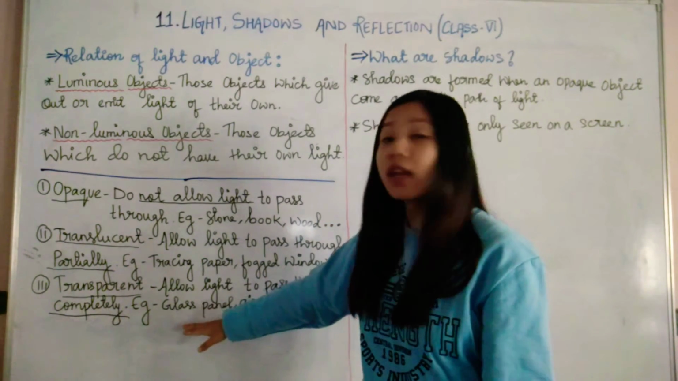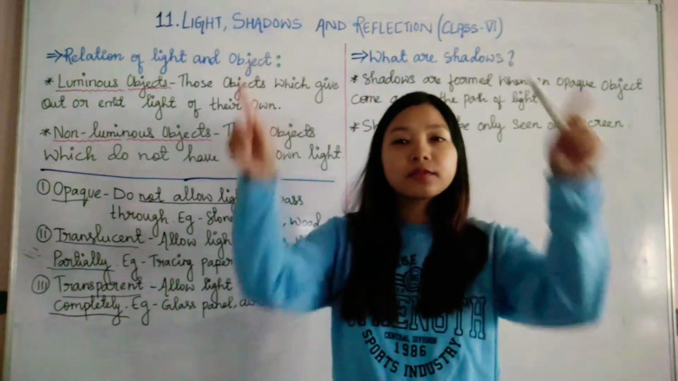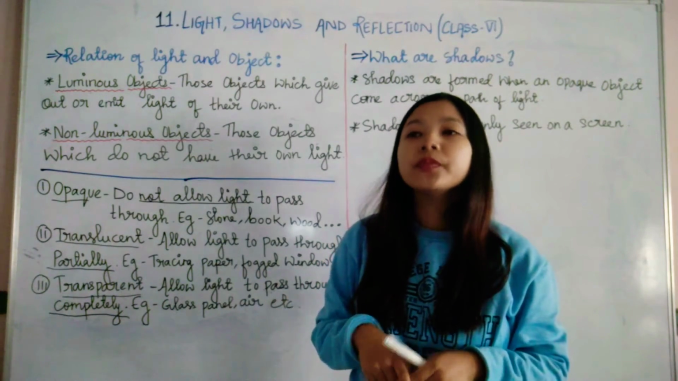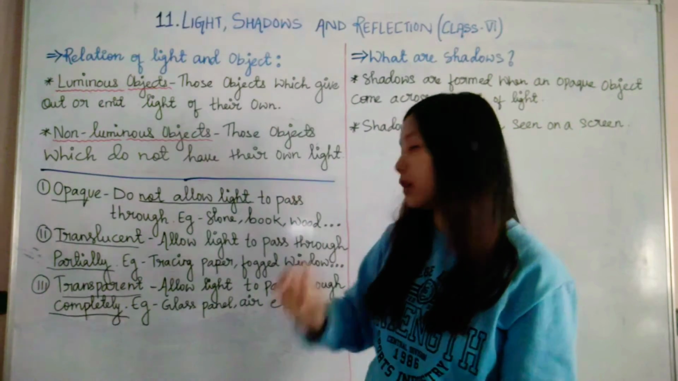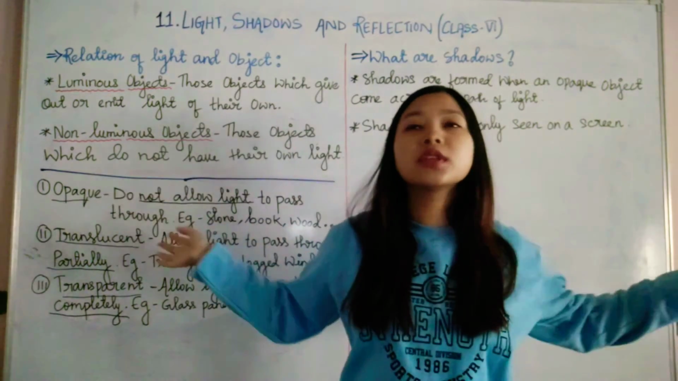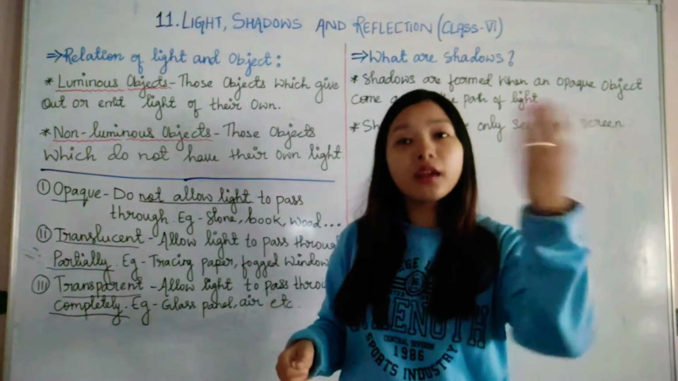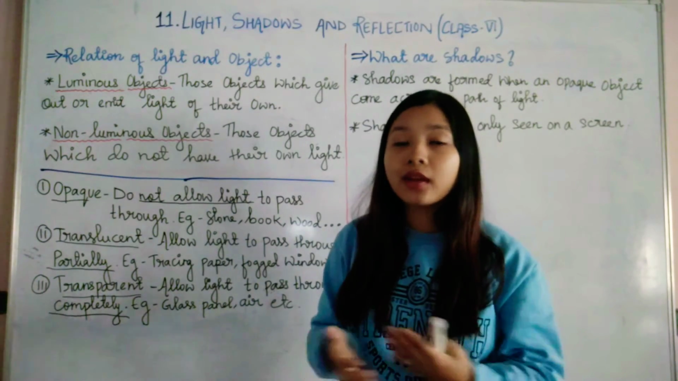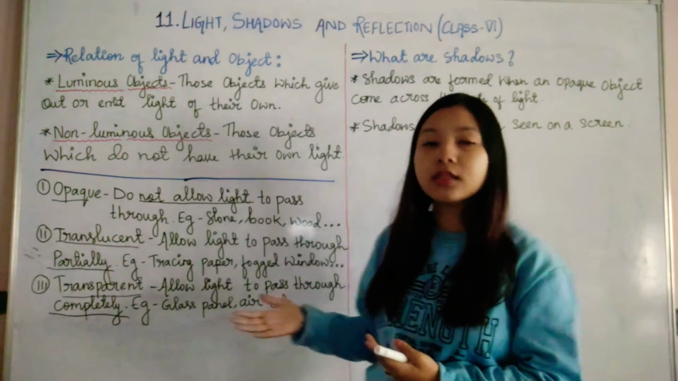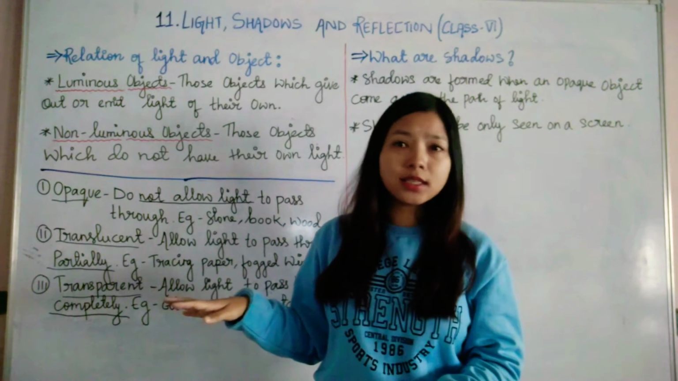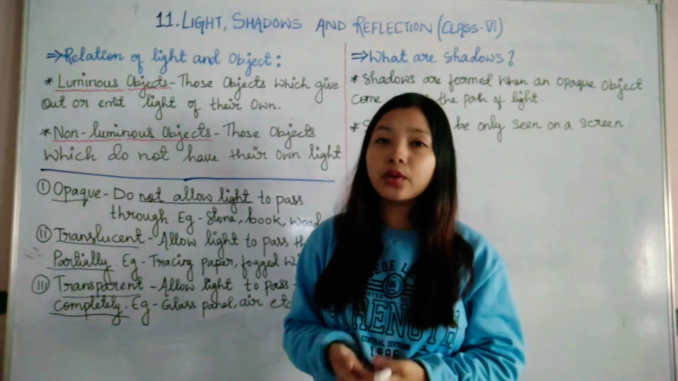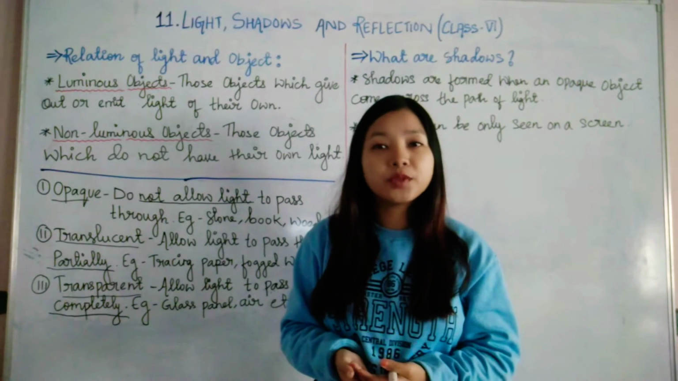For example, glass panels or the glass on our window, a glass table, glass slabs, a glass tumbler, the air around us, we can easily see through them. Air is present but we can see through it, so air can be considered transparent. Clear, clean water, through it also we can easily see. That is also an example of a transparent object.